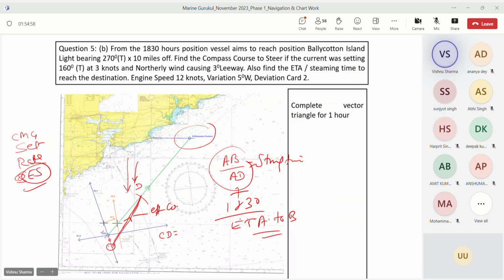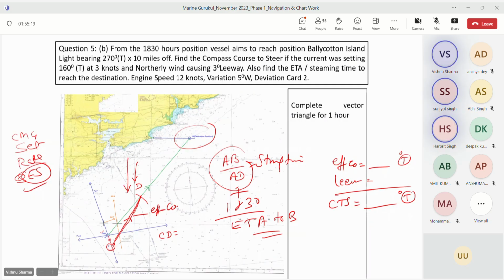Now, please remember here that this course that you'll get, effective course that you are getting, is true. When you counteract leeway, you will get CTS, which is true. Please read the question. What does he want? He wants compass course.